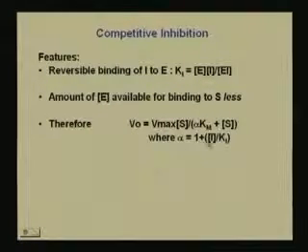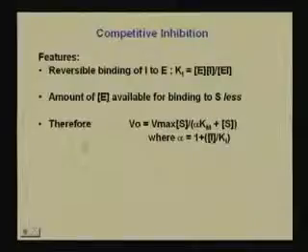This alpha is given by this expression. It is 1 plus the inhibitor concentration divided by Ki. The alpha is always greater than 1. What does this mean? It means that the modified Km in the presence of the inhibitor is always greater than the Km value for the uninhibited enzyme.